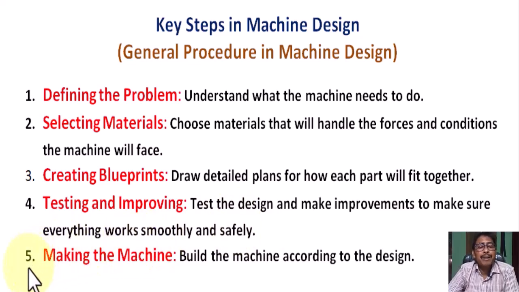Number 5, making the machine. Build the machine according to the design. That means finally build the machine based on the design and blueprint, and then the actual construction or manufacturing happens.